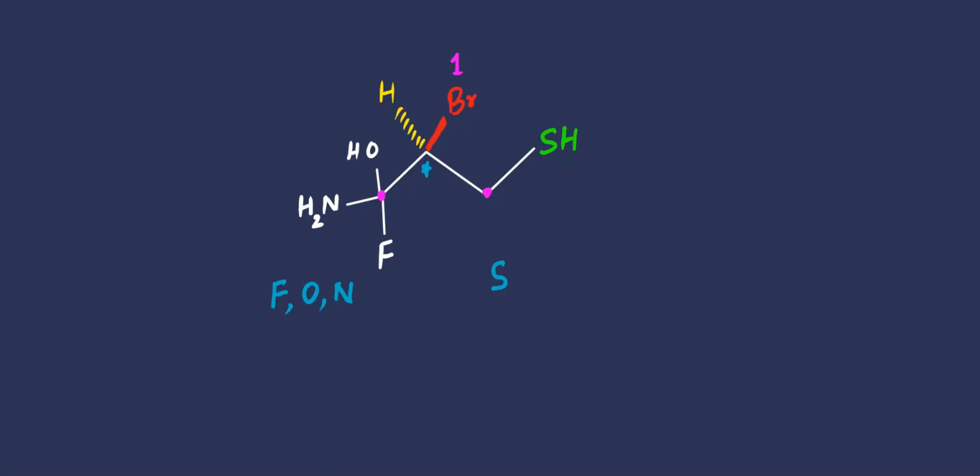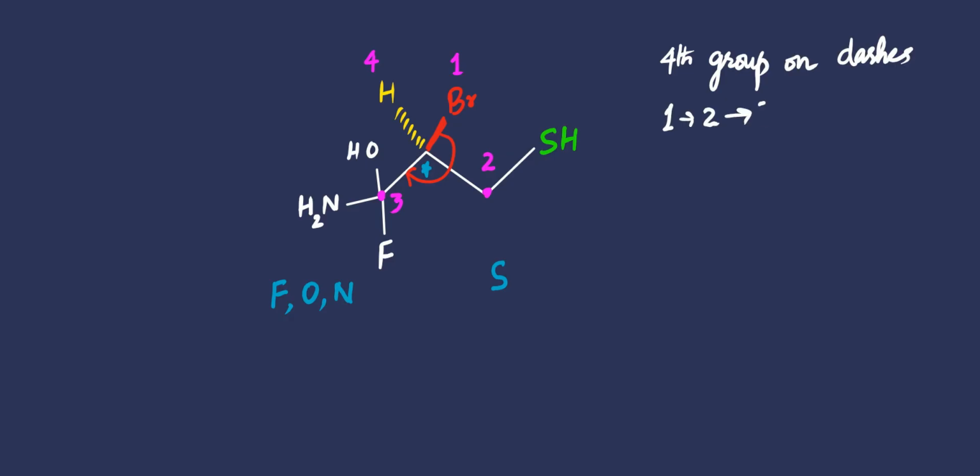Even if only one atom has a higher atomic number than the highest one on the other carbon, the group gets higher priority. So, sulfur beats nitrogen, oxygen, fluorine because it has a higher atomic number than the others individually. Hence, this carbon gets number 2 and this gets number 3. Hydrogen is of course number 4. The arrow from 1 to 2 to 3 moves clockwise, with group 4 on dashes. Hence, the absolute configuration is R.